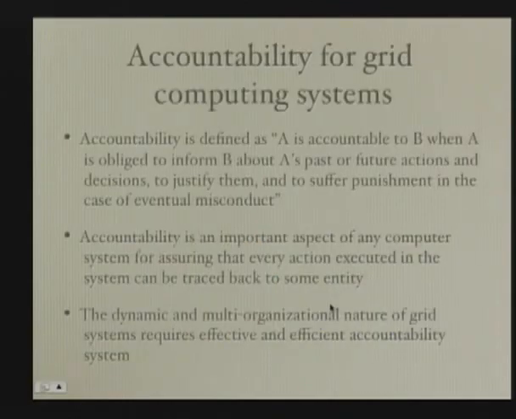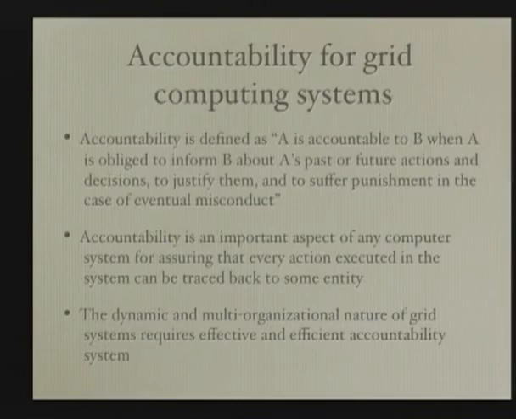What is accountability? Accountability is defined as: A is accountable to B when A is obliged to inform B about A's past or future actions. If there is something wrong, A's actions should be traced back to the real entities, who sometimes suffer punishment. Accountability is an important aspect of computer systems for assuring that every action executed in the system can be traced back to some entity. It is crucial for ensuring safety and security of a grid computing system, because the dynamic and multi-organizational nature of the grid requires an effective, efficient accountability system. But up to now, no comprehensive accountability system has been designed.